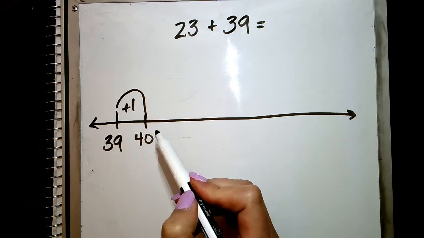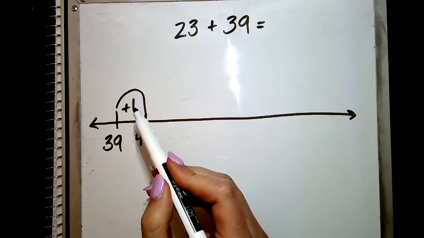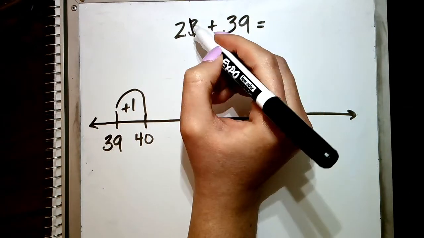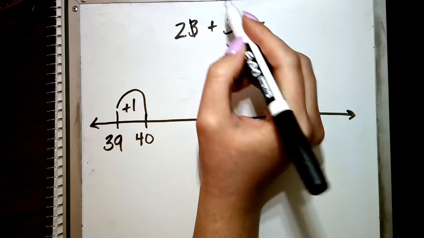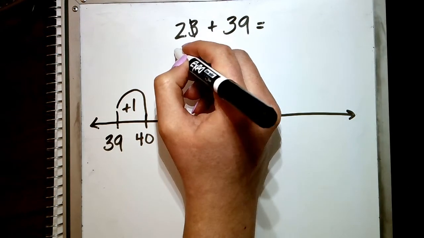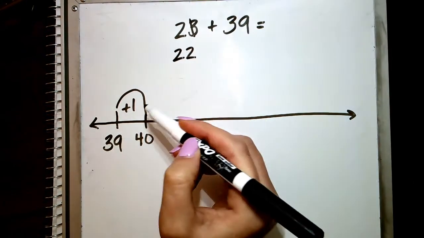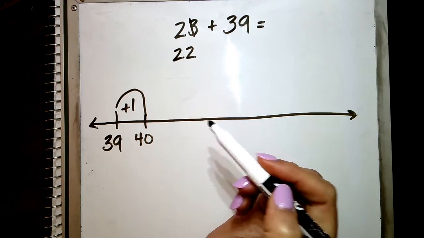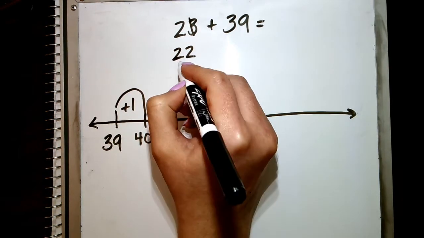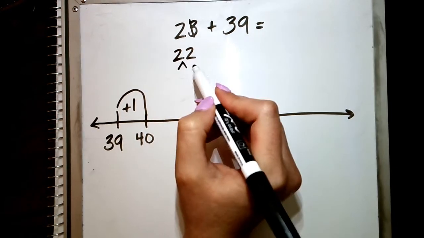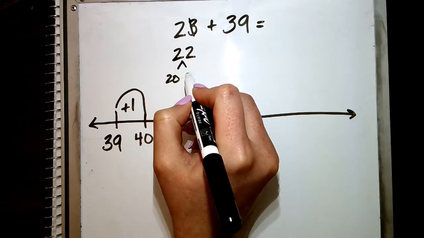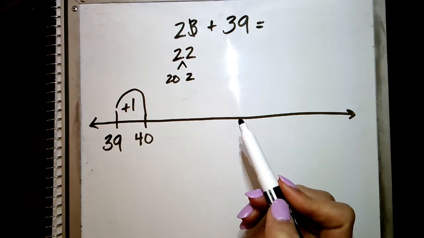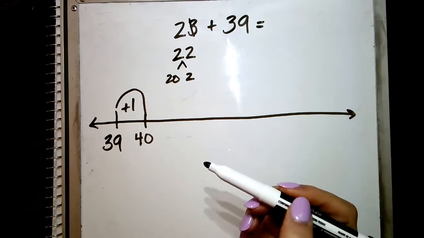But since I have done one jump of 1, that means I need to take 1 away from the 23, because I've already done one jump of 1 from these 3 ones. So now we don't have 23, now we have 22, because I just got rid of one of those 1s. So now from 40, I'm going to jump 22. Again, if I think about the splitting strategy, I have 20 and 2. Since I have 2 groups of 10, that means I can do 2 jumps of 10, which is really easy to do from 40.